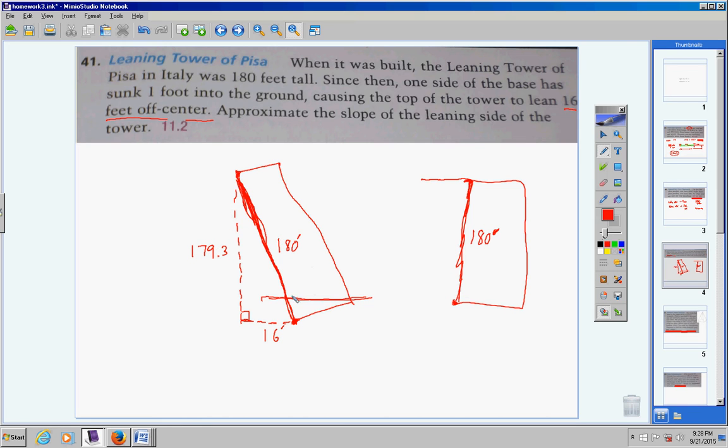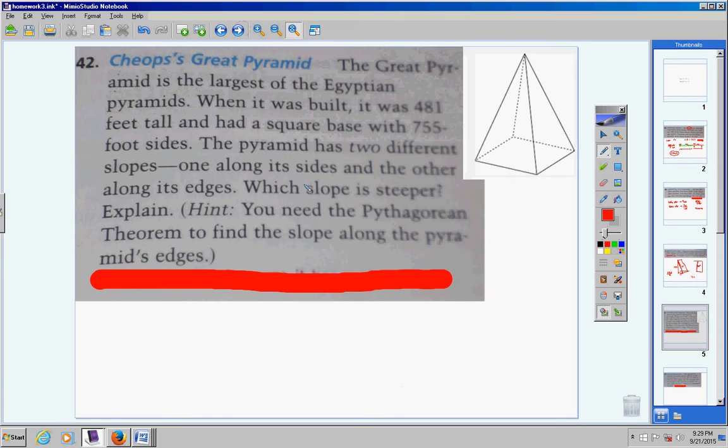So, we're pretty good now. I have rise over run. So the rise is 179.3. The run is 16. If you type those two numbers into your calculator and divide, you will get 11.2, which is the correct answer. So the slope is 11.2. Okay, moving on to number 42.